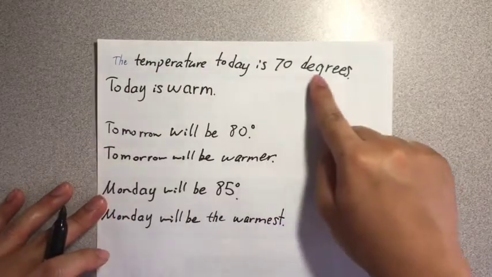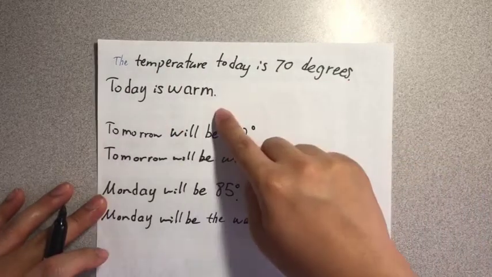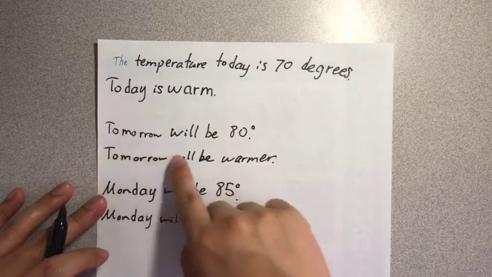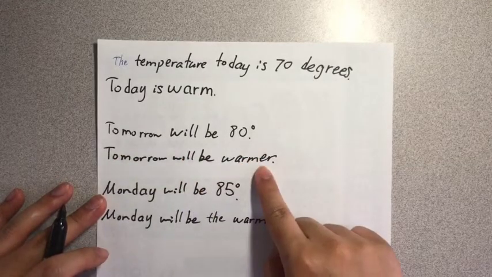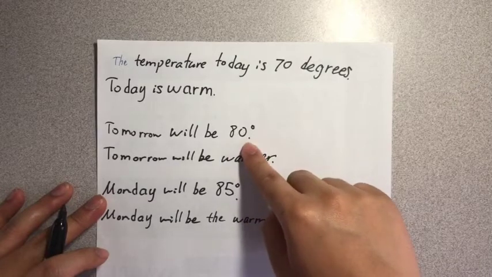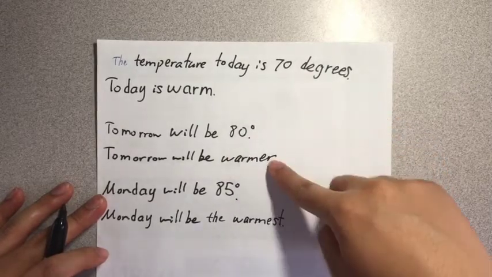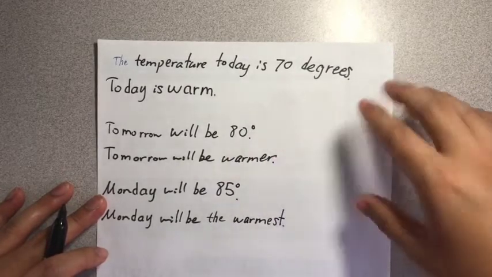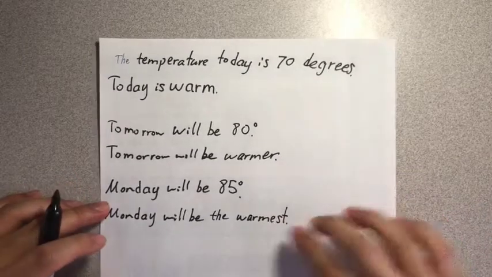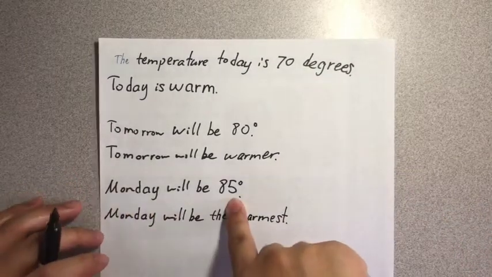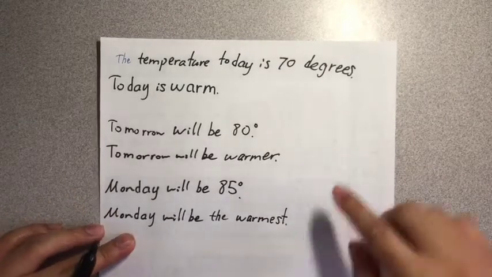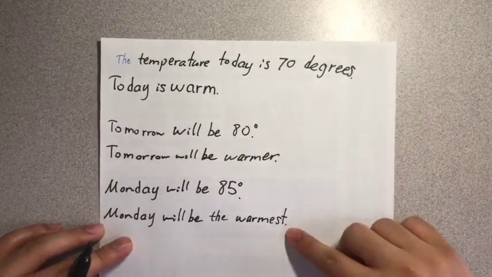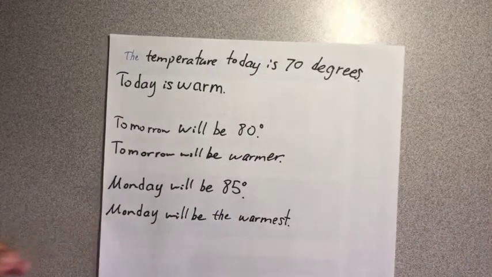The temperature today is 70 degrees. Today is warm. Tomorrow will be 80 degrees. Tomorrow will be warmer. Because tomorrow is 80 degrees and today is 70 degrees, tomorrow is warmer than today. Monday will be 85 degrees. Monday will be the warmest. Of today, tomorrow, and Monday, Monday is the warmest.